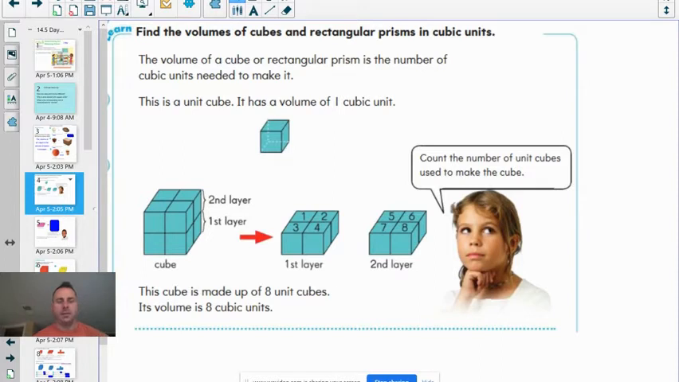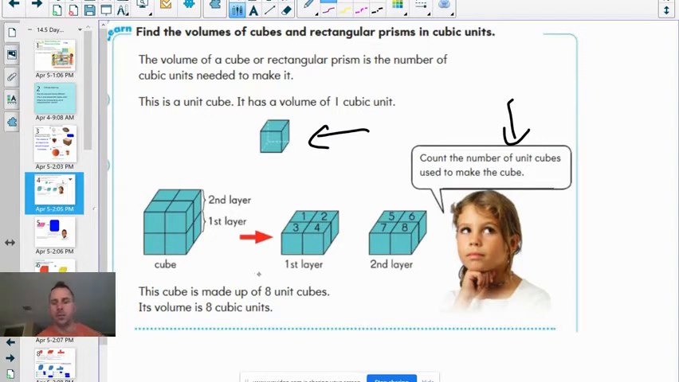On this slide, the learn is find the volumes of cubes and rectangular prisms in cubic units. The volume of a cube or rectangular prism is the number of cubic units needed to make it. This image right here is a cubic unit.